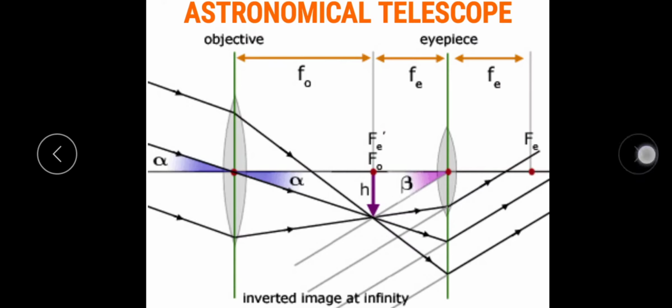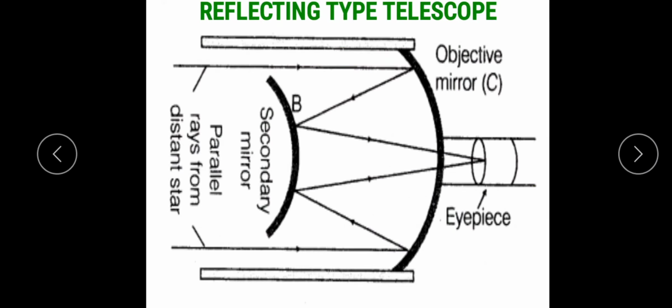Then the next one is the reflecting type of telescope. What is a reflecting type of telescope? Why is it called a reflecting type of telescope? See, the modern telescopes use a concave mirror. The last one is the reflecting type of telescope, which is also called the Cassegrain telescope.